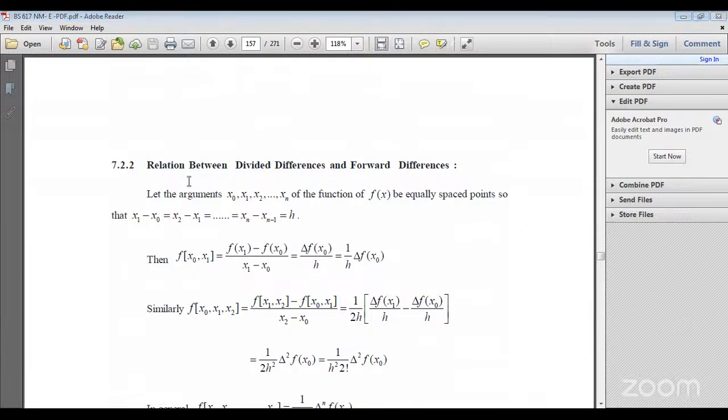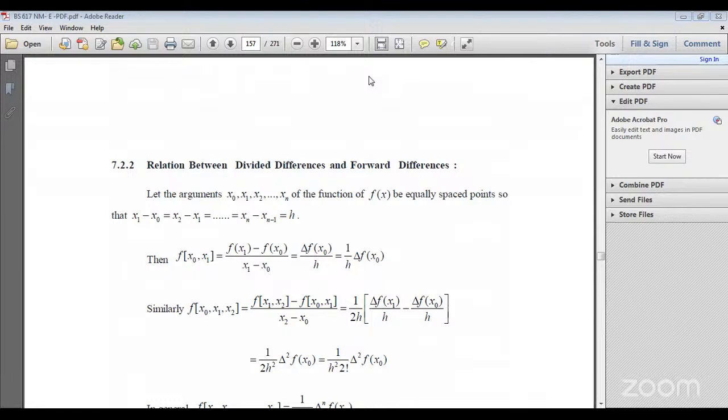The Lagrange relation between divided interpolation and the divided difference formula: x0, x1, x2, and the function f of x is placed at the points x1 minus x0, x2 minus x1, xn minus xn minus 1. So for the formula, f of x0, x1 is f of x1 minus f of x0 by x1 minus x0. This is treated as delta f of x0 by h, which is equal to 1 by h delta f of x0.